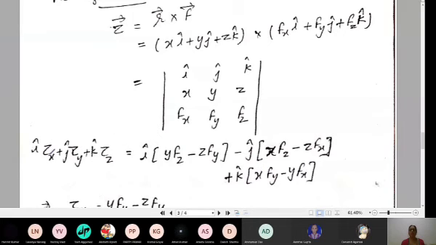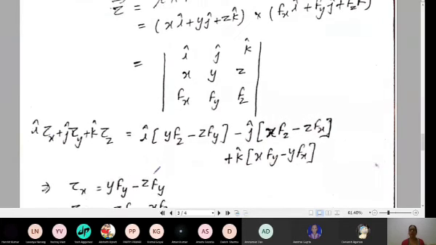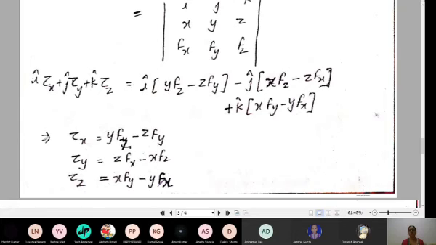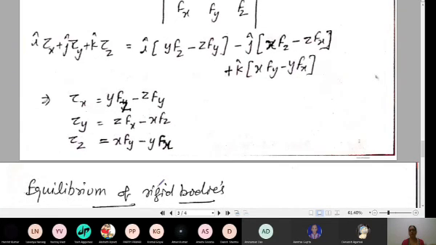So on comparison, you can compare the i cap, j cap and k cap components, and then you are getting the value of tau x, which is equal to y Fz minus z Fy, and for tau y you are getting z Fx minus x Fz. For tau z you are getting x Fy minus y Fx. So this last result we have already derived. So you should be able to write the torque in the component form.